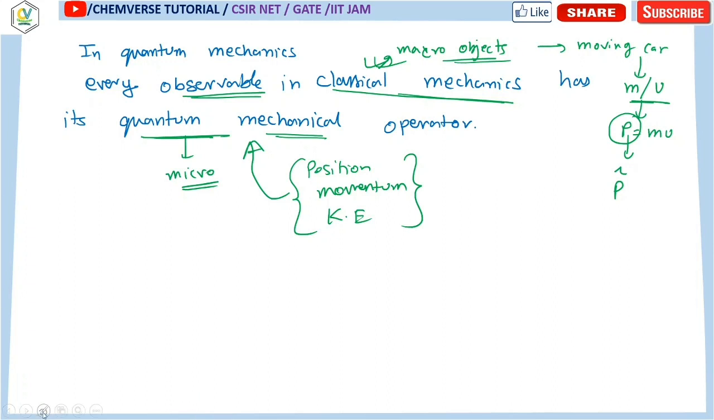And the second point, which is again an important point, is that all quantum mechanical operators are linear operators.